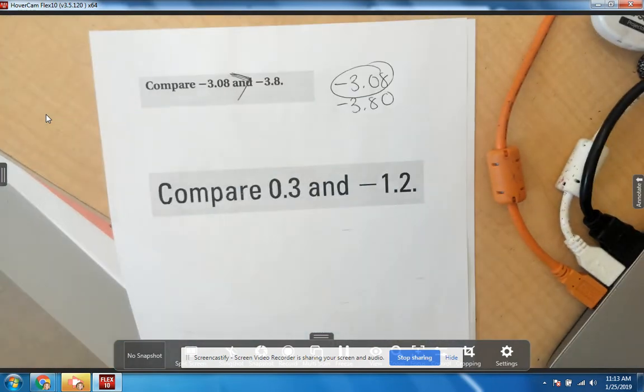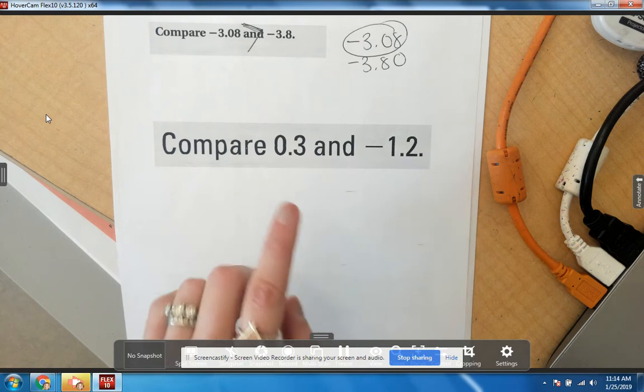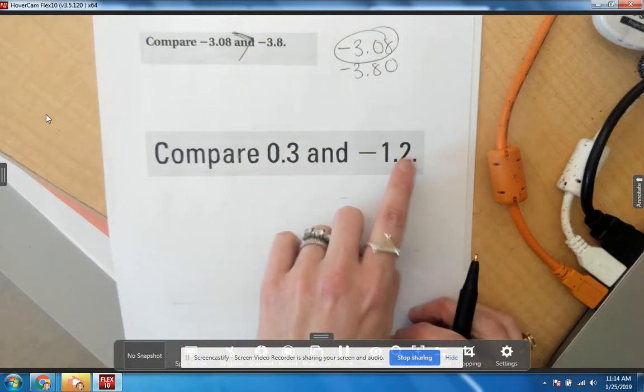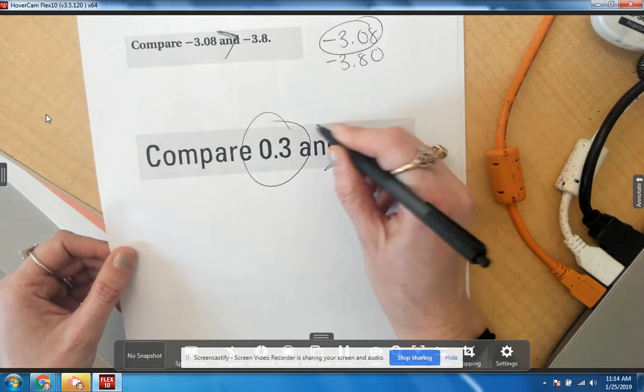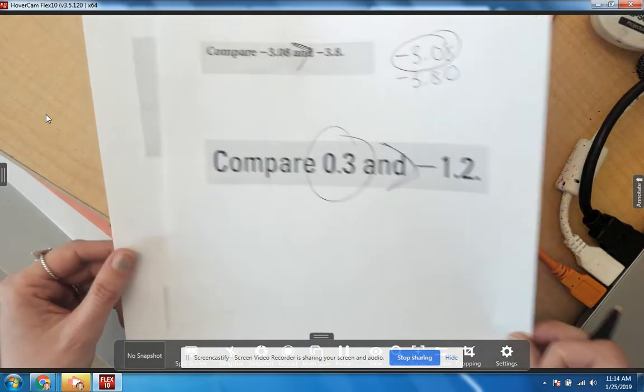The amount of digits it has does not matter at all, because you're adding zeros so that they have the same amount of digits. And then whichever one looks smaller is bigger. This one, you have a positive number and a negative number. So positives are always bigger than negatives, so that's automatically the bigger one just because it's a positive number.